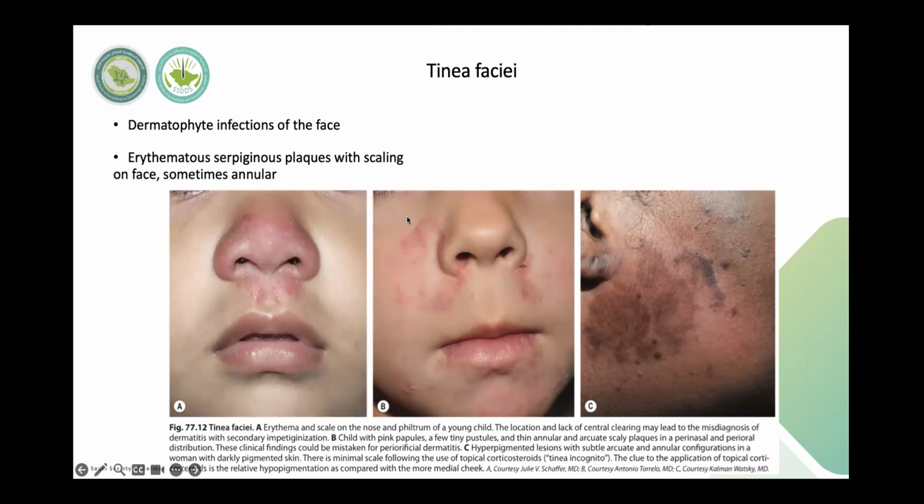Sometimes it's misdiagnosed as eczema and treated with steroid. If you treat it with steroid, that's what will happen. This infection, tinea faciei, is actually still active, but does not have scaling because it turned into tinea incognito with using steroid. So after stopping the steroid, it will recur again, even worse. So that's why it's important, if you see something annular like that, to think about tinea before using steroid, because steroid may worsen it like this.